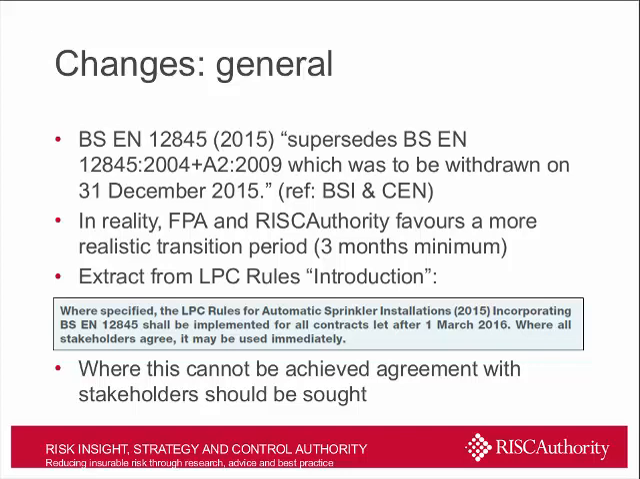In the spirit of this, we've included some text in the introduction to the LPC rules. There's an extract on the screen below. Where specified, the LPC rules for automatic sprinkler installations incorporating EN 12845 shall be implemented for all contracts let after the 1st of March 2016. Where all stakeholders agree it may be used immediately. We recognise this is still a little challenging, so where this cannot be achieved, the best advice we can give is that agreement must be sought with all the stakeholders concerned.